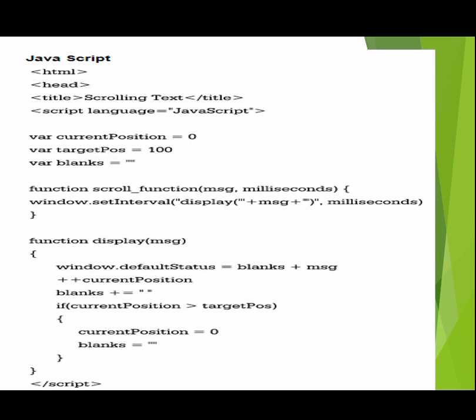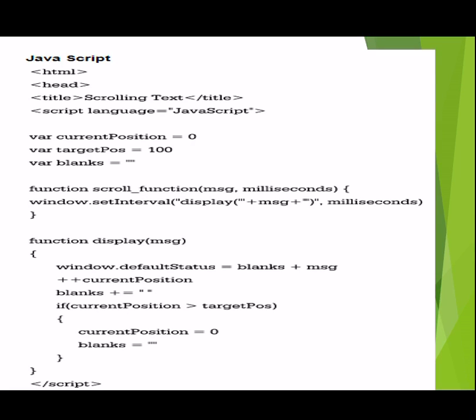Now the next function is the display function, which is used to display your message on your status bar. So function display, in brackets the argument is msg, that is the message. So window.defaultStatus. Your default status is what? The blank position plus the message, right? So your default status is the blanks plus the message. Now you are going to increment the current position one by one.